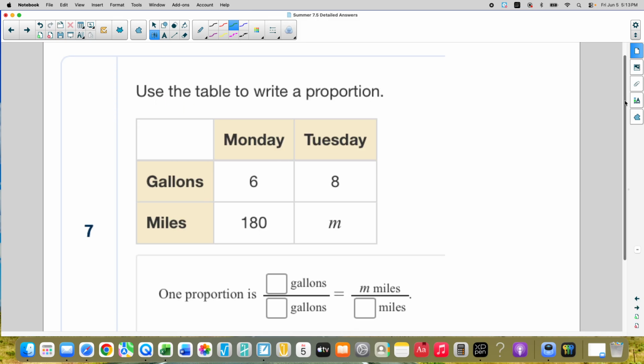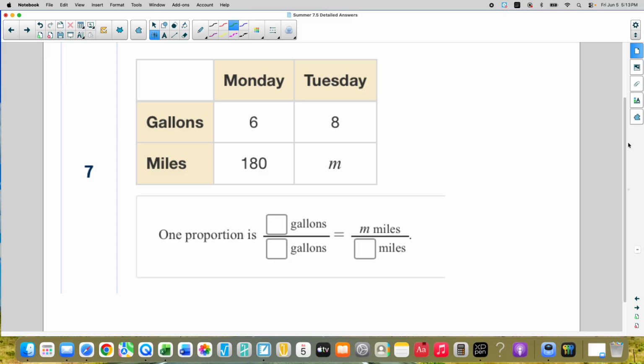Use the table to write a proportion. Okay, one proportion is 6 gallons to 100 to 8 gallons. All right, that's a little tricky. Usually you do, but our 6 gallons is to 8 gallons. Now see, 6 gallons refers to 180 miles. So, all right, I'm sorry, that wouldn't work. So that would not be one that we would make.